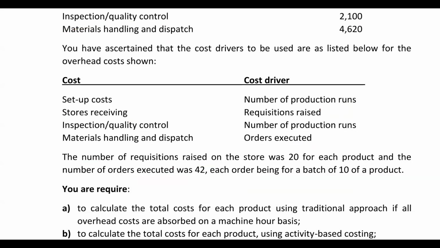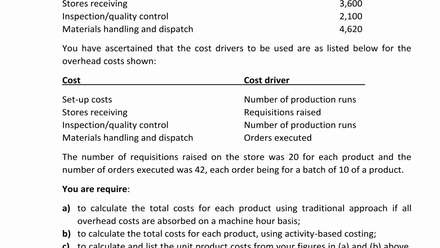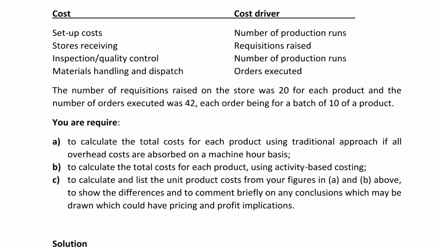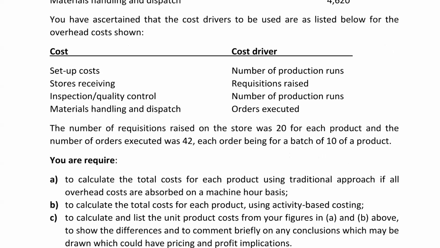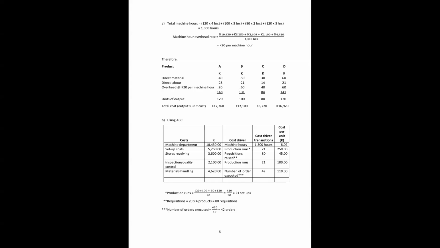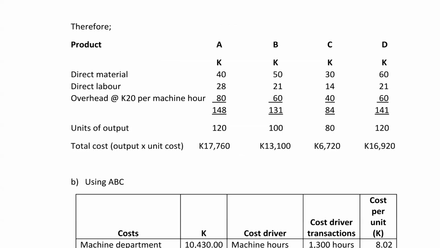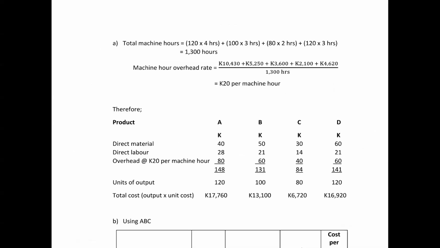What is required of us? We are required to calculate the total cost of this now using activity-based costing. First of all, I want to run you through quickly again using the traditional method just to remind you, but the focus is really ABC costing. I showed you last time, this is what we had in the previous class. We said they were allocating using the total number of hours.